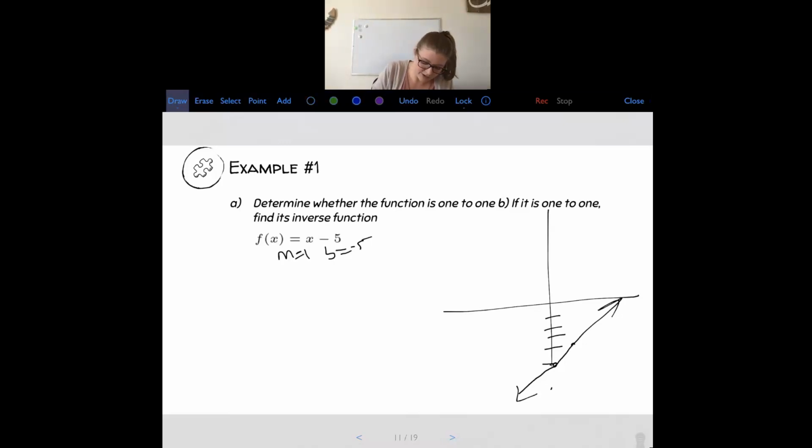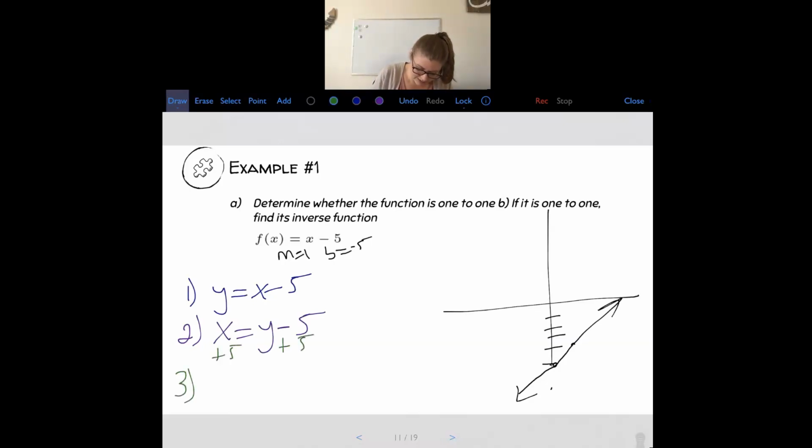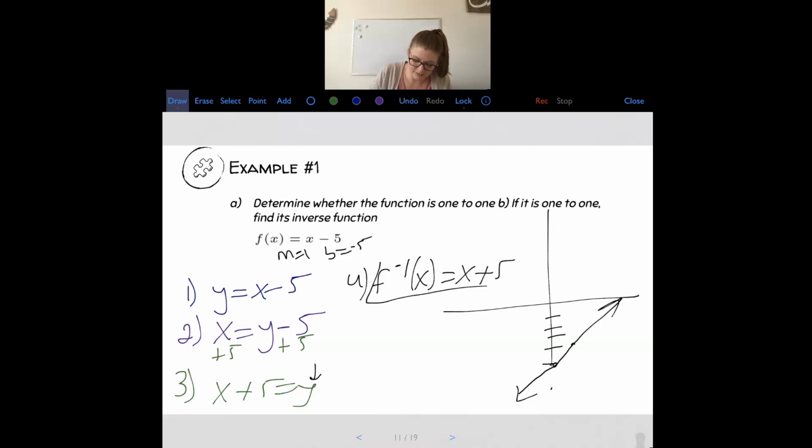The first step is to replace f of x with y. The second step is to interchange x and y. The third step is to solve for y. So I'm going to add 5 to both sides to get x plus 5 is equal to y. And then the fourth step is to replace y with f inverse of x. So the inverse of f of x equals x minus 5 is x plus 5.